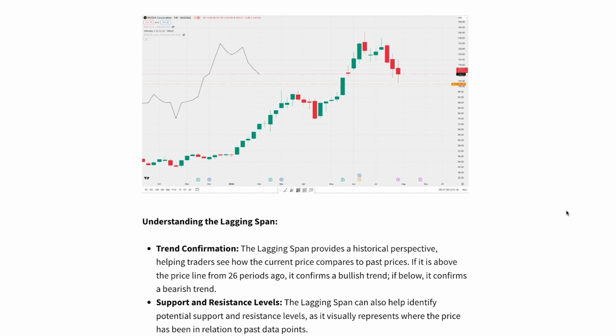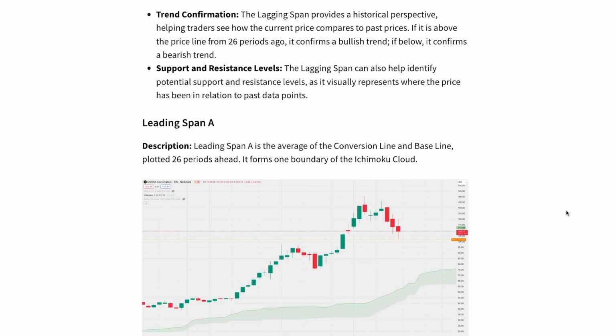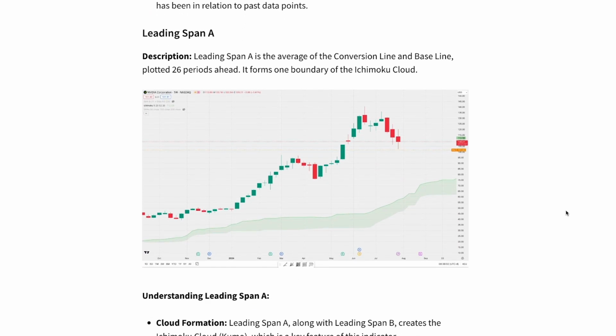It sort of provides a historical perspective, helping you see how the current price compares to some past prices. And again, if it is above the price line, then it is bullish. And then if that lagging span, that black line, is below the prices, then it is a bearish sign. And then we have leading span A and leading span B.